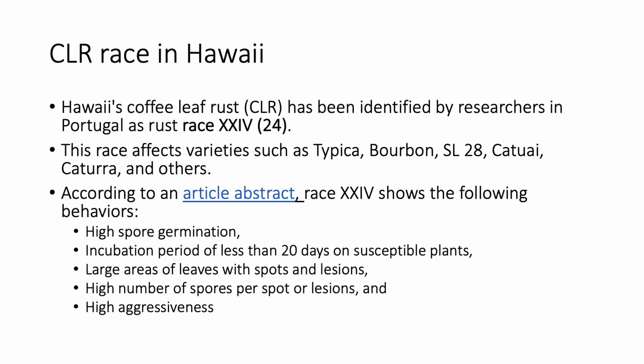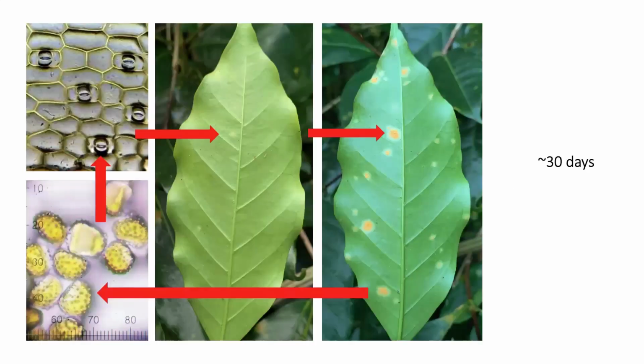There are currently over 50 races of rust in the world, and researchers from Portugal recently identified our rust as race 24. From the 10 samples that were analyzed, data appears to show that this was a single introduction to the state. Race 24 affects many of our commonly grown varieties, and literature on this race shows it to be prolific, quick to germinate, infectious, and aggressive.